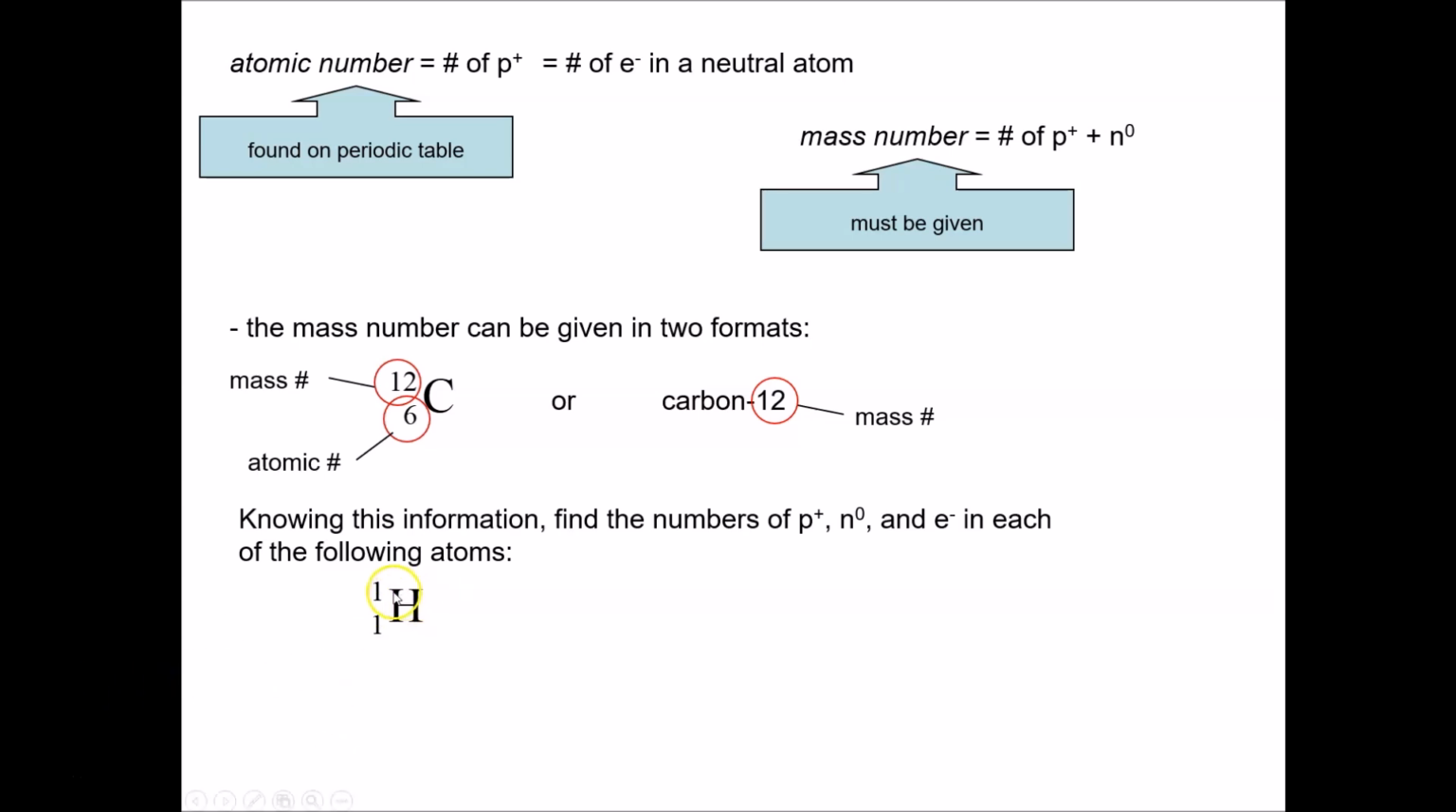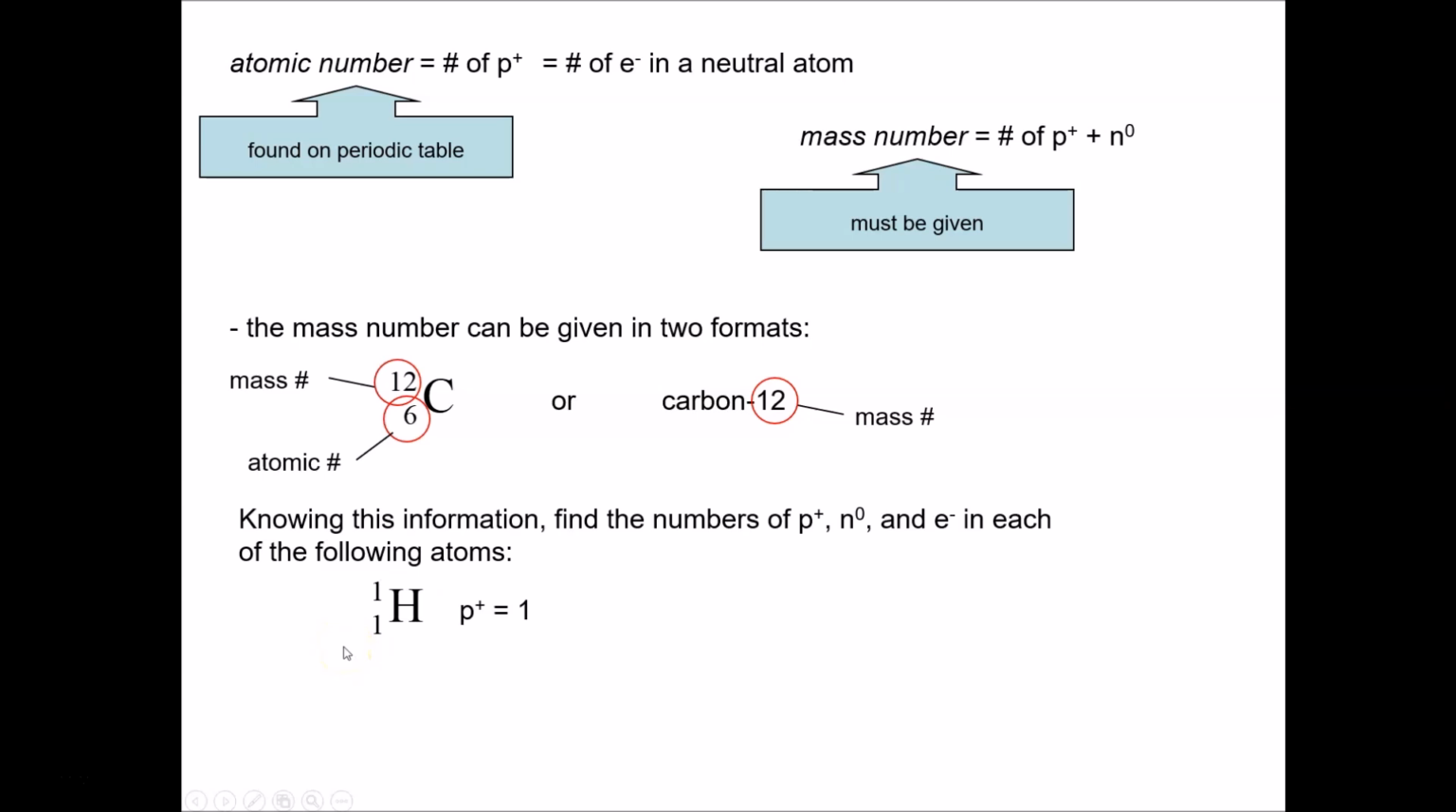All right, now they've given us 2 numbers. Remember, the number in the top left-hand corner is the mass number, and the bottom left-hand corner is the atomic number. So if I asked you how many protons there are, remember, protons is equal to the atomic number. So how many protons? There must be 1.